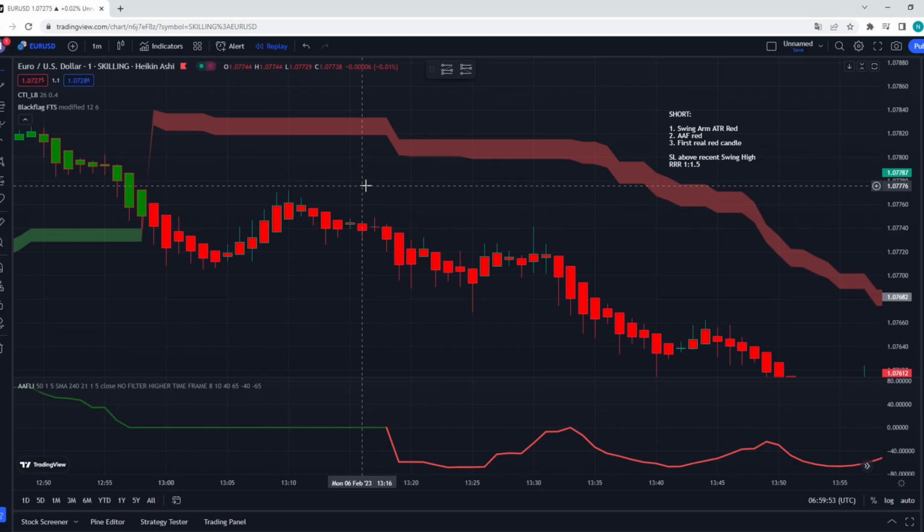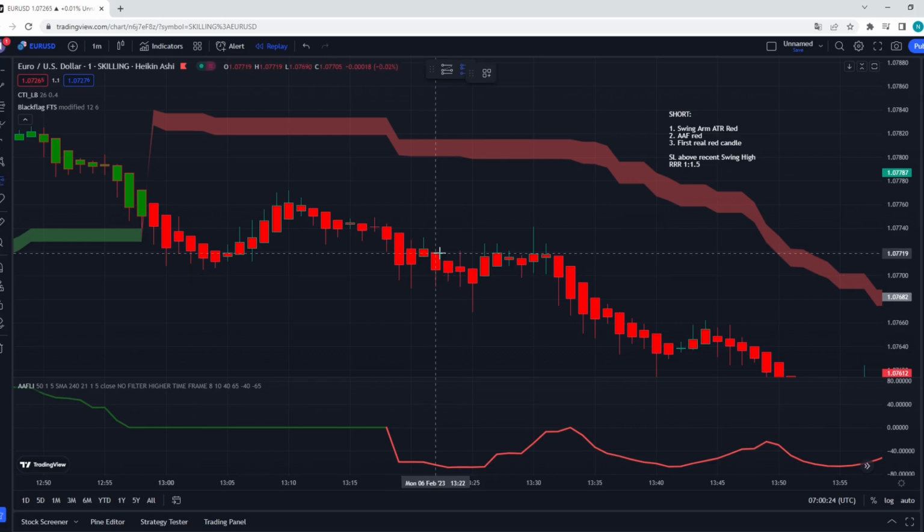So as you can see, the swing arm ATR here changes from green to red. Let's move up. But the angle attack follow line is still in green. So we wait until the line changes to red. This is now the case. Then what we can see here is we have a red candle, but with a green box outside. Here we have our first candle, which is completely red, so our first real red candle.